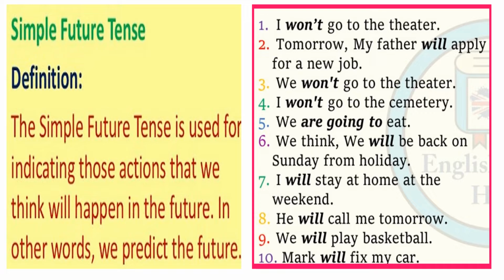I won't go to the theatre. Tomorrow, my father will apply for a new job. We won't go to the theatre. I won't go to the cemetery. We are going to eat. We think we will be back on Sunday from holiday. I will stay at home at the weekend. He will call me tomorrow. He will play basketball. Mark will fix my car. Very clear, children? Understood what simple future tense is all about?